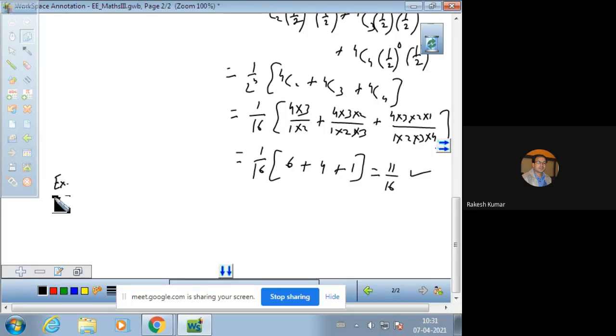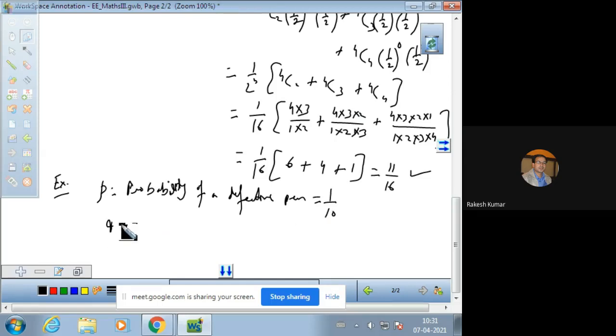ऐसे ही एक और क्वेश्चन है हमारे पास. We have a different question now. The probability that a pen manufactured by a company will be defective is 1 by 10. So probability of a defective pen is 1 by 10. It means 1 out of 10 pens is always defective.